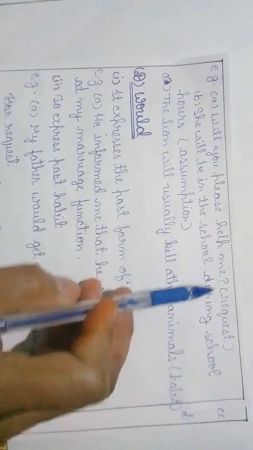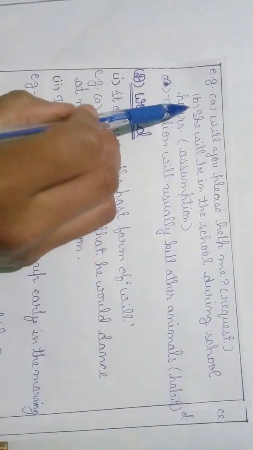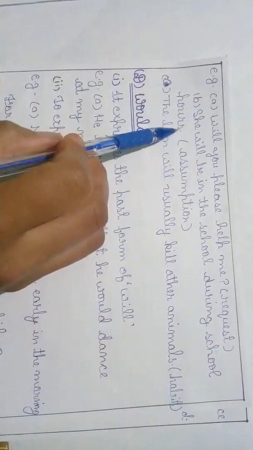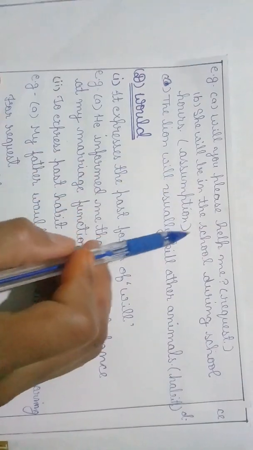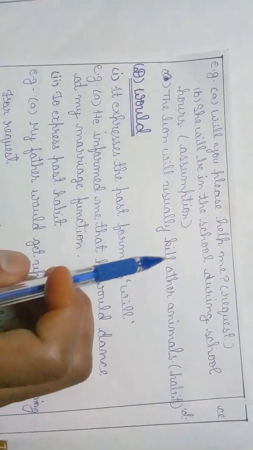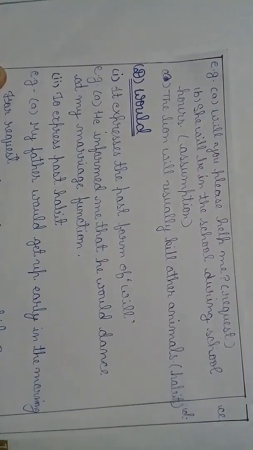Will you please help me? Request. B. She will be in the school during school hours. This is an assumption. Next, the lion will usually kill other animals. It shows habit of lion.